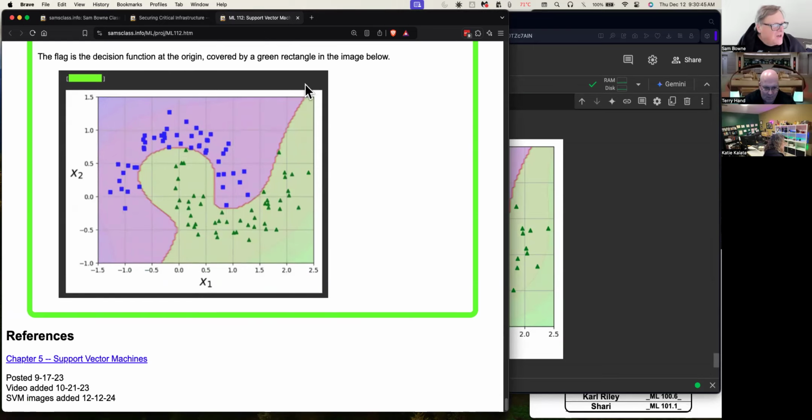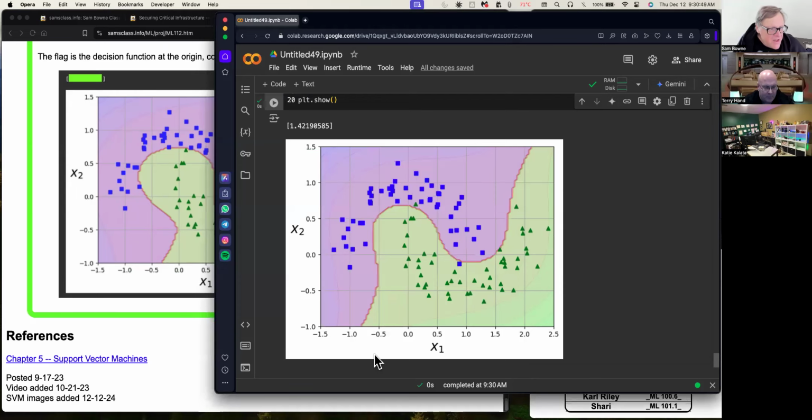So that's what I wanted to show you, the joy of support vector machines and how you can do surprising things with nothing more than really a straight line. So let me stop this one.